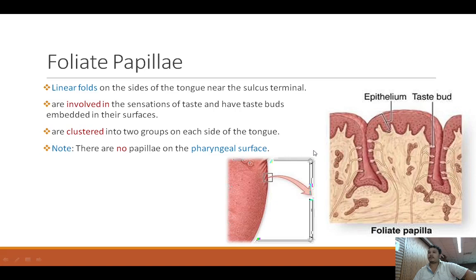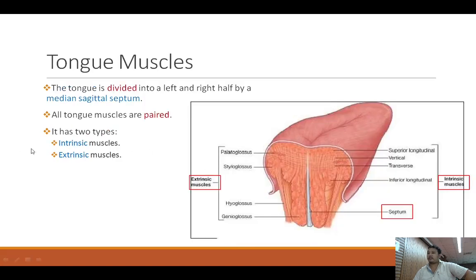So there are different muscles. One is the intrinsic muscle and the other is the extrinsic muscle.